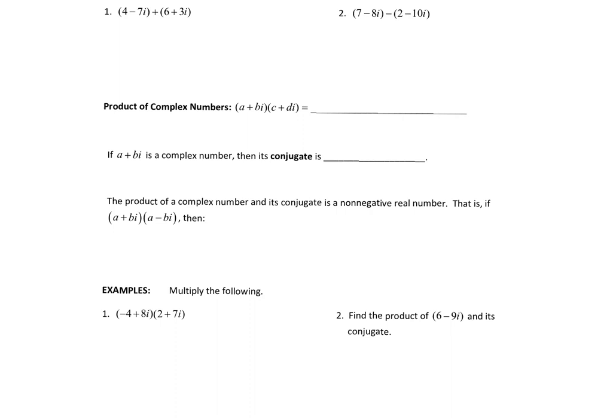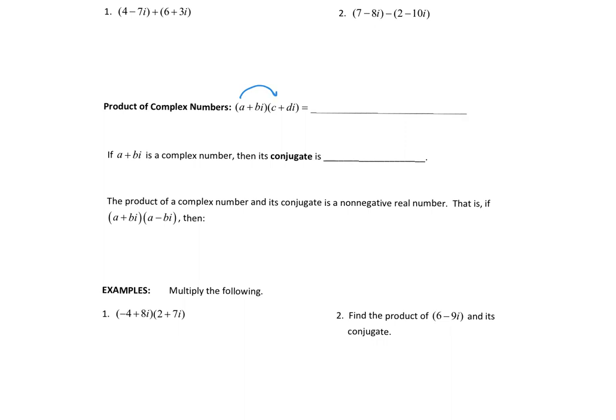So now we're going to talk about how we find the product, or how we multiply complex numbers. And we talk about this thing that we call the conjugate. And when we're talking about the conjugate, the first thing we need to realize is that when we multiply the product of two complex numbers in standard form, we're going to use our FOIL method again.